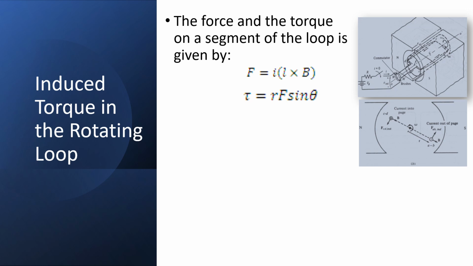Then we have the induced torque in a rotating loop. The force and the torque on the segment of the loop are given by these two formulas. For the force, we have ILB, or the current times the length of the loop times the magnetic field, and the torque is given by r F sine of theta.